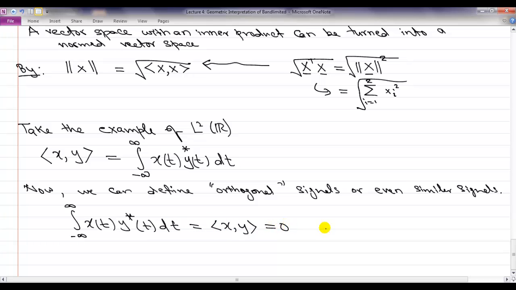If this is equal to 0, then just like in the Euclidean space, we say that the signals are orthogonal to each other, as if the signals were vectors. In reality they are vectors, but in an abstract sense. If you want to conjure up the image of Rn, you can think of these vectors as your usual vectors, and the angle between those two vectors is 90 degrees. So these signals are orthogonal, which means they are maximally dissimilar.